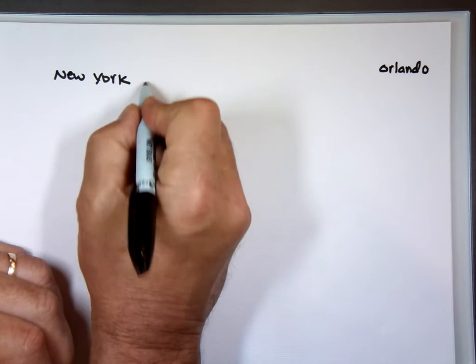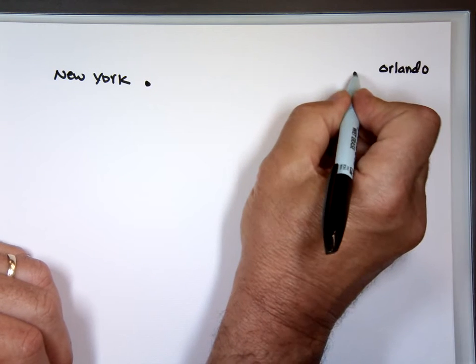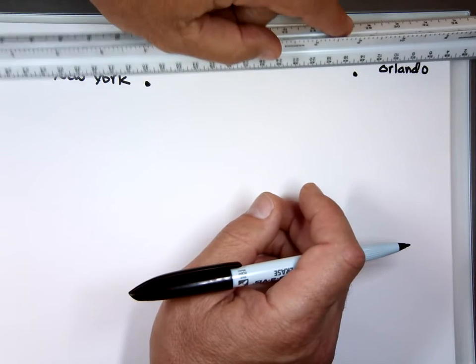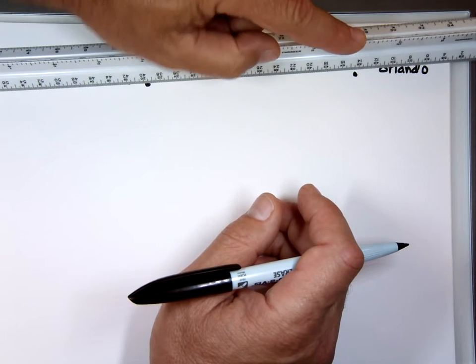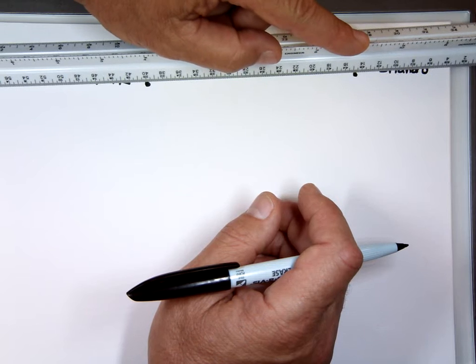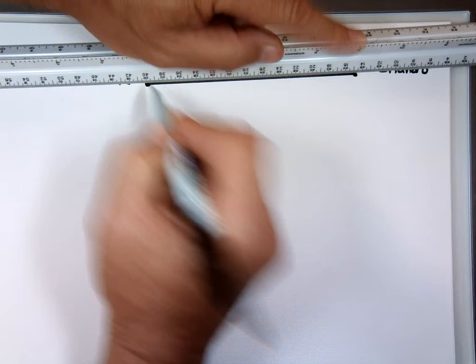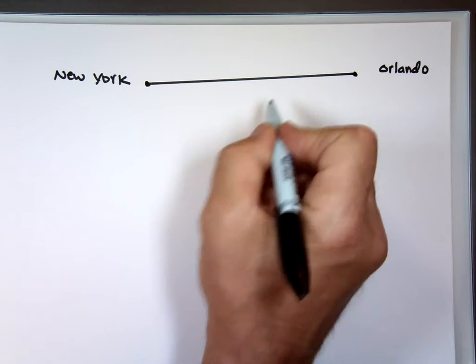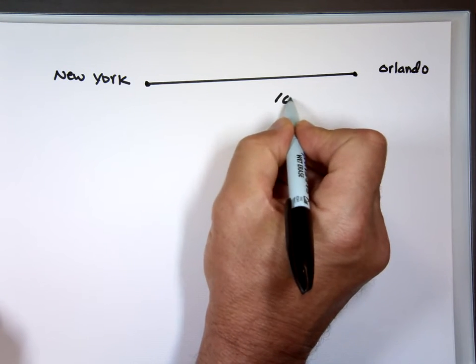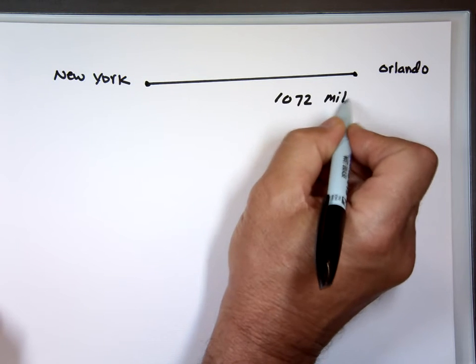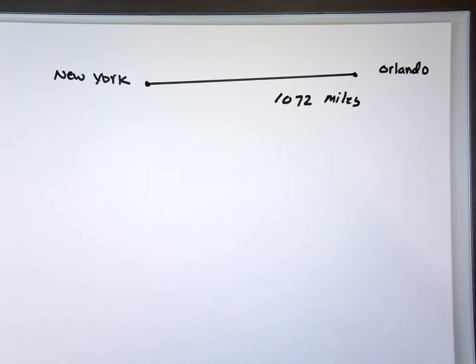The distance from New York City to Orlando, Florida, following the highway, it's not a straight line, you zigzag around a little bit. But the distance is probably less than 1,000, maybe a little bit more than 1,000 miles. Let's say that distance is 1,072 miles. I'm going to use some crazy numbers. I don't want to guess on the answer.